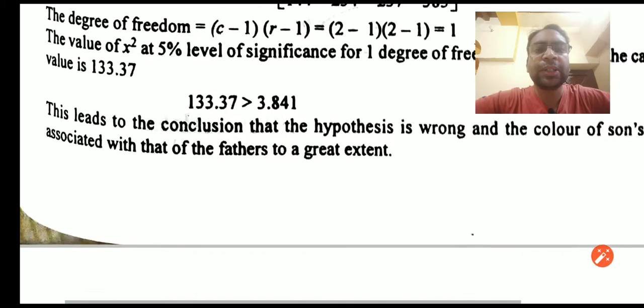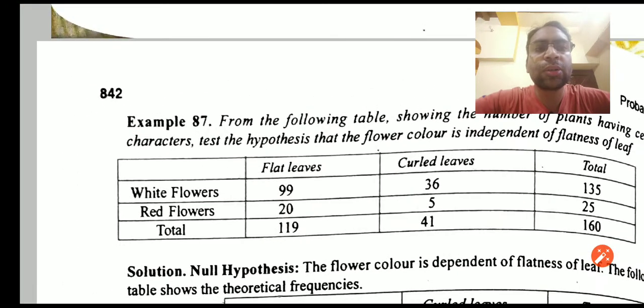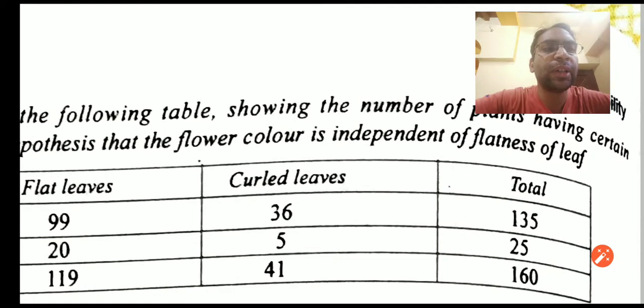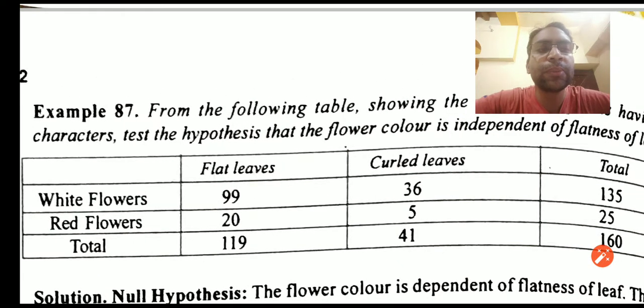Now let's understand another question based on the chi-square. It has been given from the following table showing the number of plants having some characteristics. Test the hypothesis that a flower's color is independent of the fitness of leaf. We have two rows and two columns in this.